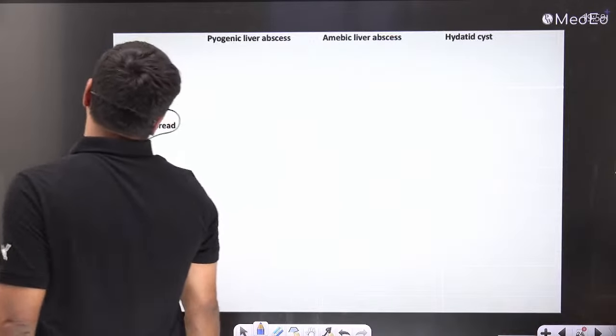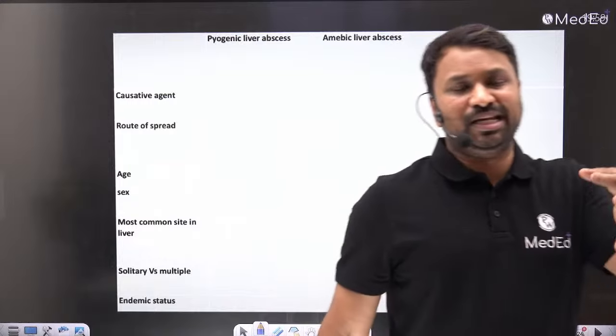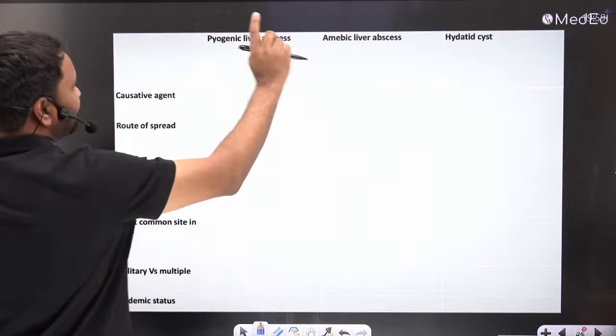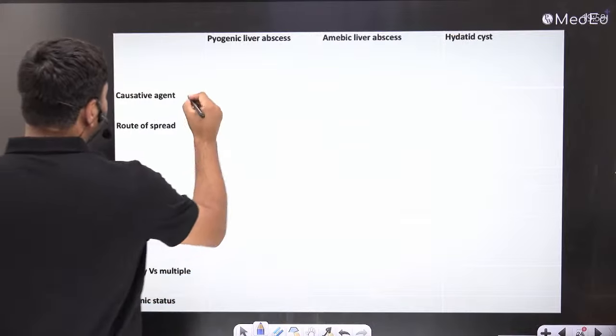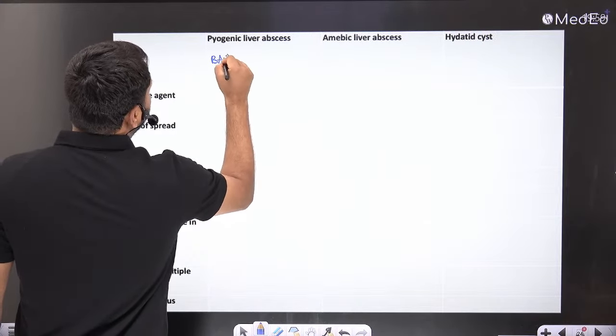Moving on, we have again a very important component, the infective disorders in liver. In the infective disorders in liver, you have three criteria: pyogenic liver abscess, amoebic and hydatid cyst. What is the causative agent? Remember, pyogenic liver abscess is caused by bacteria.